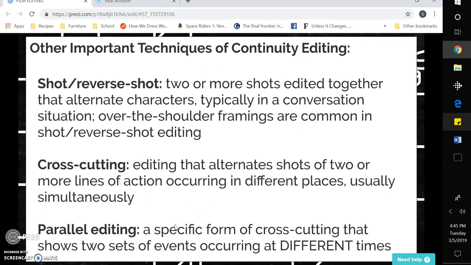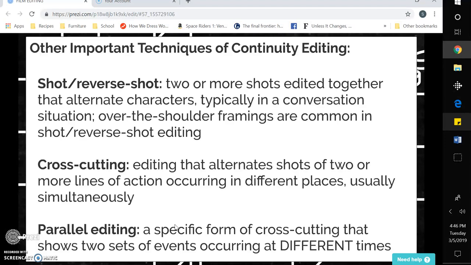Other important techniques of continuity editing include shot reverse shot, cross-cutting, and parallel editing. Now, shot reverse shot is one of the most basic parts of film grammar, to the extent that you probably have heard of this, or at the very least you've seen it in a lot of different things you've watched. Shot reverse shot is two or more shots that are edited together that alternate characters. This is typically a way to show a conversation. You get an over-the-shoulder framing, and then you get the alternative perspective.